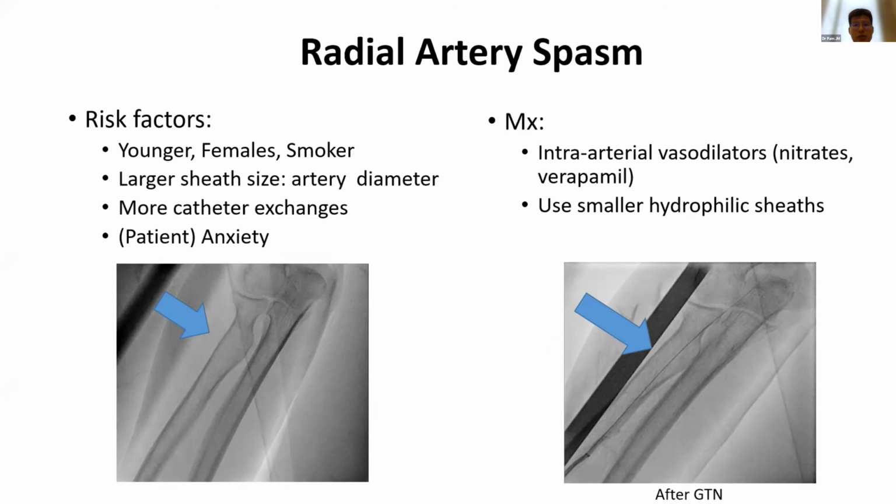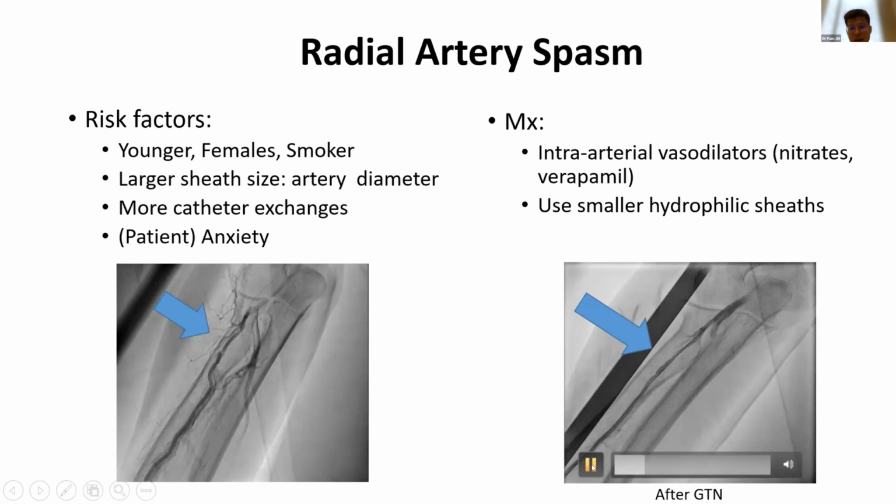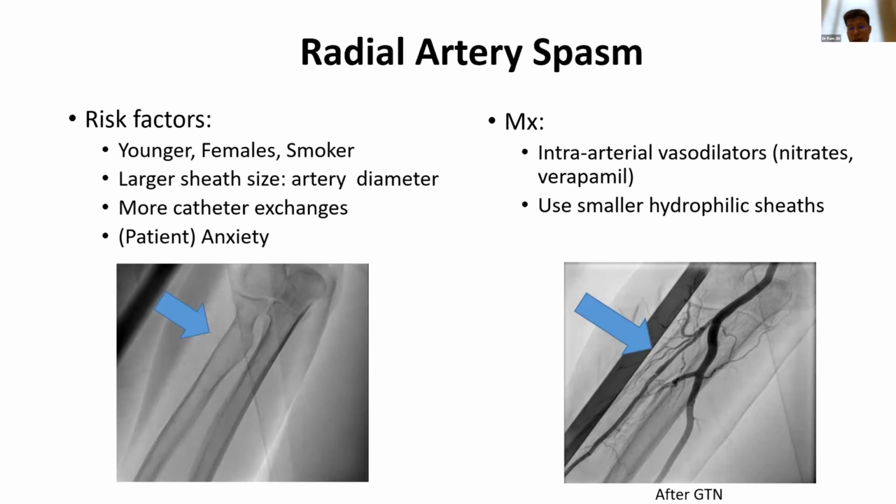Management would be the generous use of intra-arterial vasodilators such as nitrates, verapamil, and the use of smaller hydrophilic catheters. So in this diagram here, you can see you have a pseudo lesion before procedure and a much improved stricture, a pseudo stricture, after the administration of intra-arterial GTN.